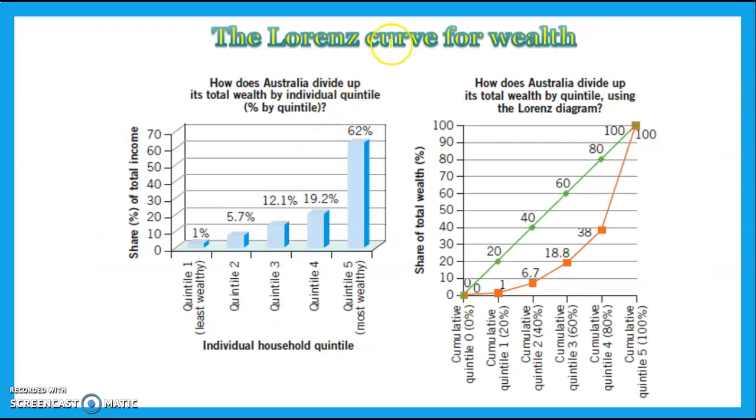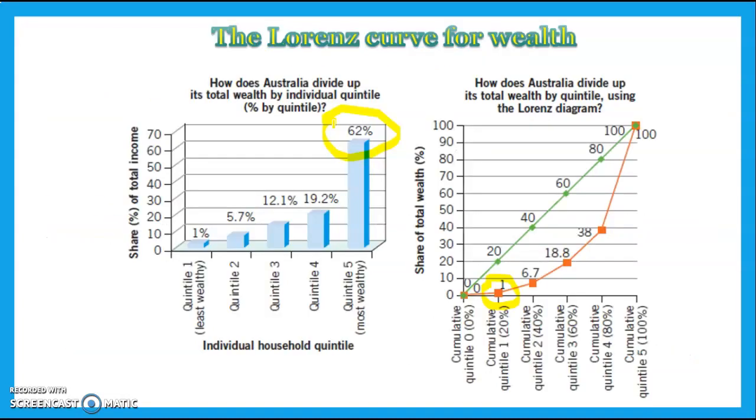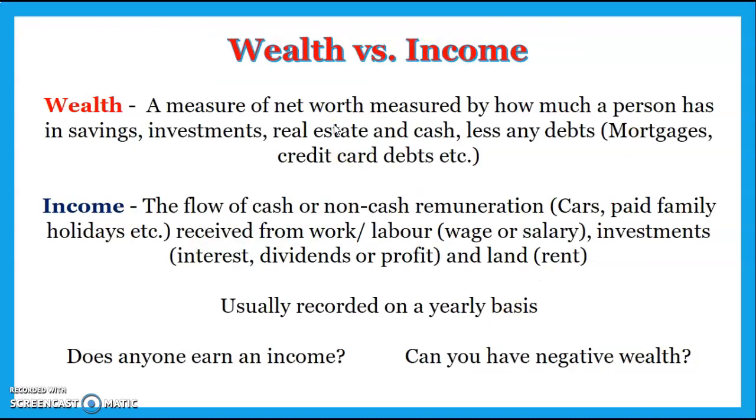Another thing you need to be aware of is the Lorenz curve for wealth. If you see here, you can notice that the bottom 20% had about 7% of the income, but they only have about 1% of the wealth, whereas the top 20% own around 62% of the wealth in Australia. This data is a little bit old, but it's relatively accurate. So essentially, wealth is a lot more unevenly distributed than income. And the reason for that is that wealth accumulates.